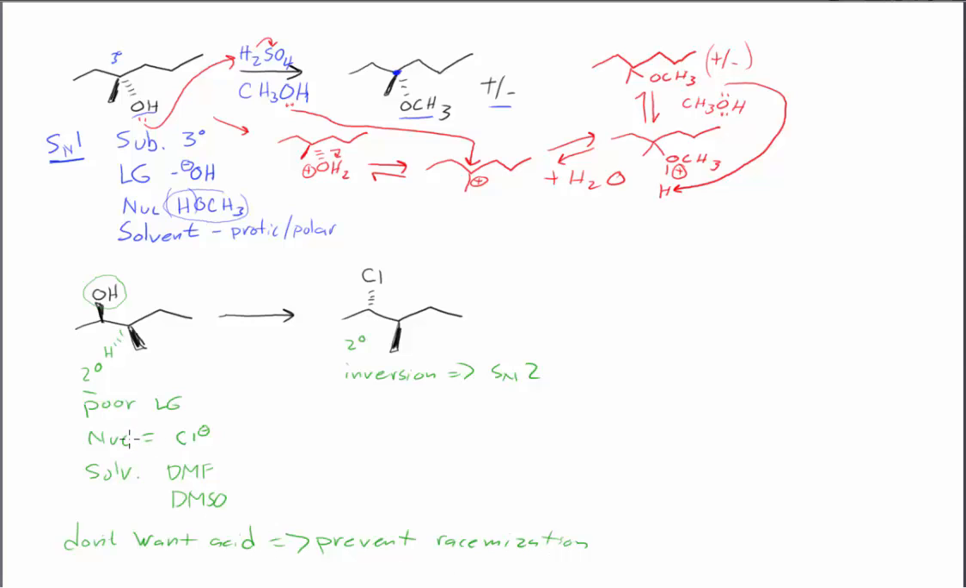So what's another way to convert OH into a good leaving group? Well, remember that that's tosyl chloride and pyridine. And that will get us, I'll draw it over here.